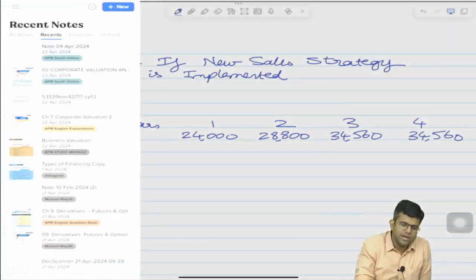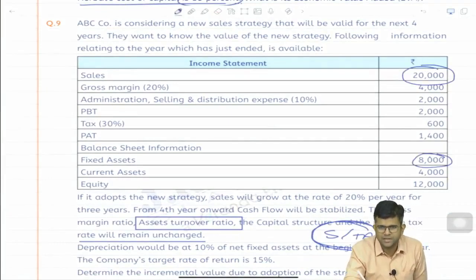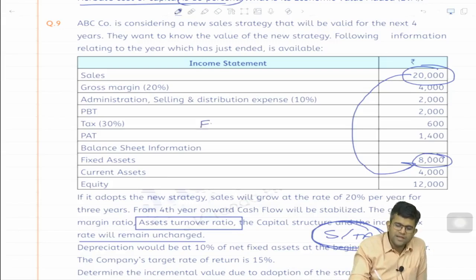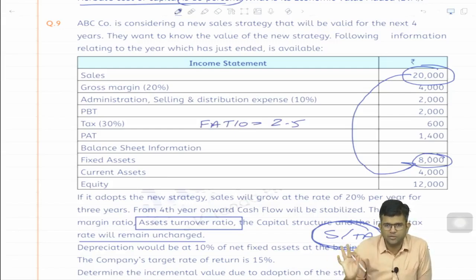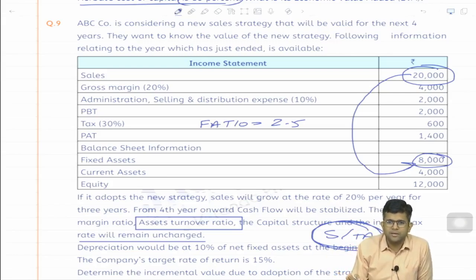Now individually, what is the relationship of fixed assets and sales? Please do 20 divided by 8 and give me the number. 20 divided by 8 is 2.5, which means the fixed assets turnover ratio is 2.5, and this has to remain fixed only. Everybody clear? This turnover will not change. Similarly, the current asset turnover will also remain fixed. Asset turnover is not going to change. Everyone clear till here? Can I go ahead?